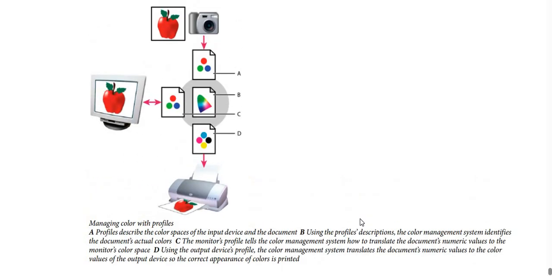We have A, B, C, and D. A: profiles describe the color spaces of the input device and the document. B: using the profile descriptions, the color management system identifies the document's actual colors. C: the monitor's profile tells the color management system how to translate the document's numeric values to the monitor's color space. D: using the output device's profile, the color management system translates the document's numeric values to the color values of the output device, so the correct appearance of color is printed.